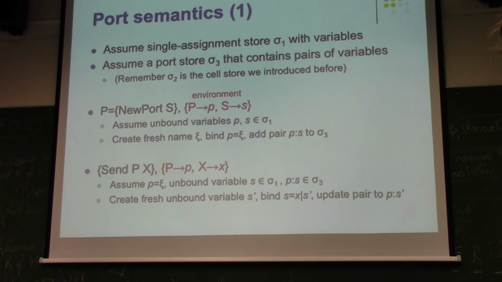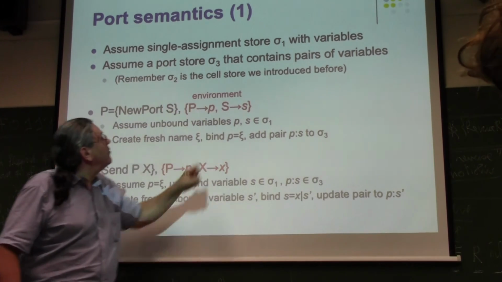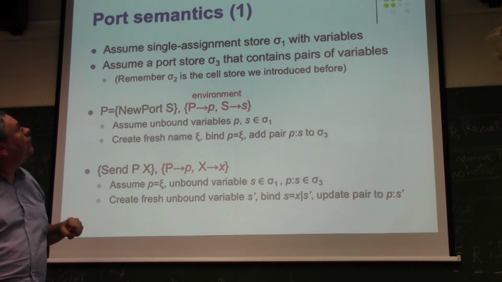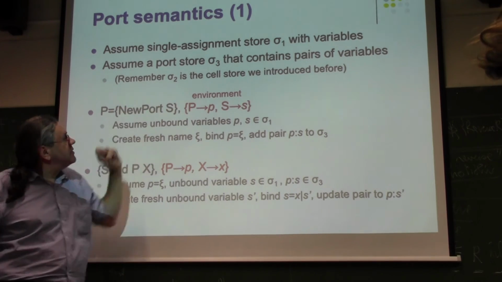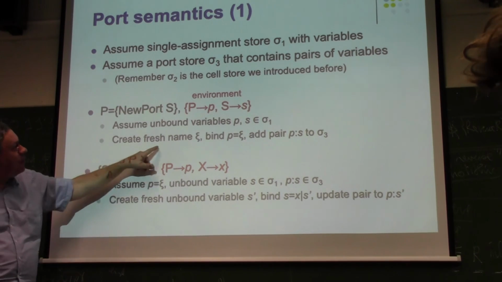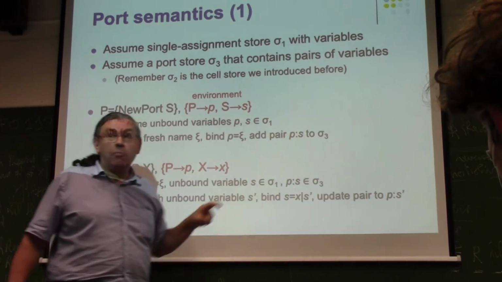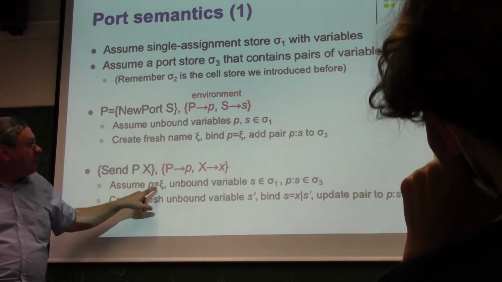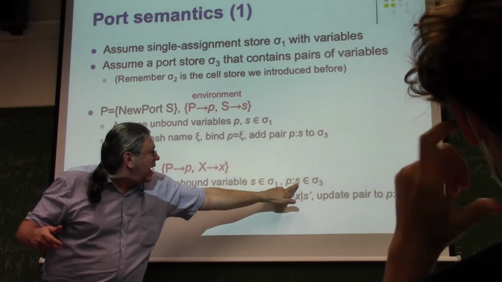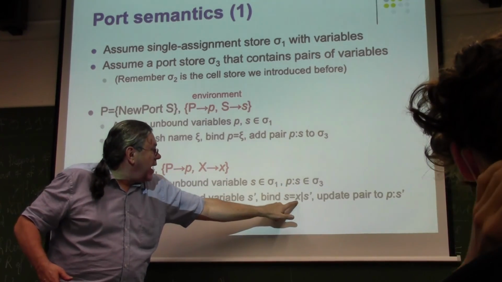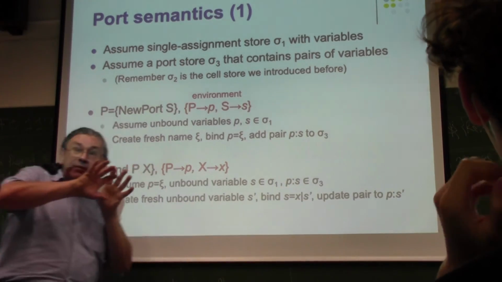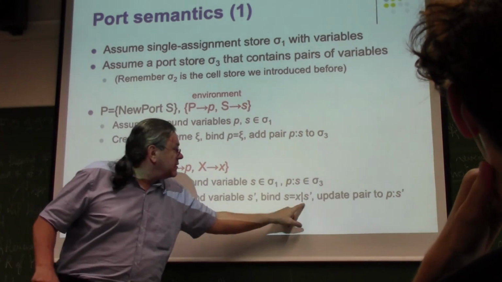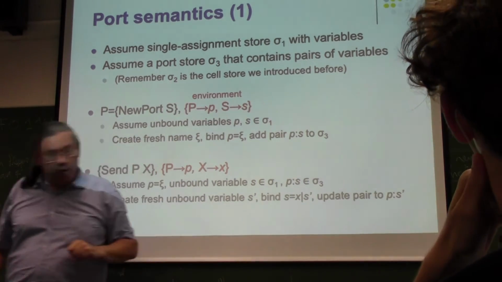So the semantics is very easy. Again, we have a single assignment store, sigma 1, and now we have a port store. Let me call it sigma 3, which also contains pairs. Remember the sigma 2 is the cell store. So when I create a port, I will create a pair. So a port is also a pair, like a cell. And when I do a send, I will actually bind S to X bar S prime. So basically I'm extending the stream, okay? This is a list pair, a cons cell.